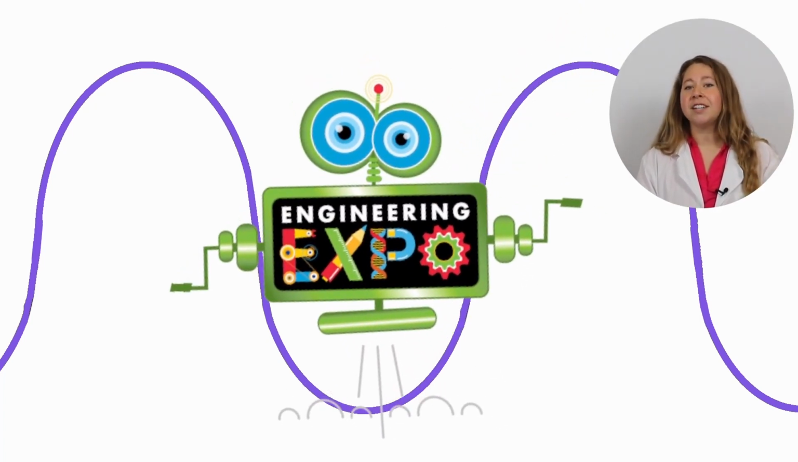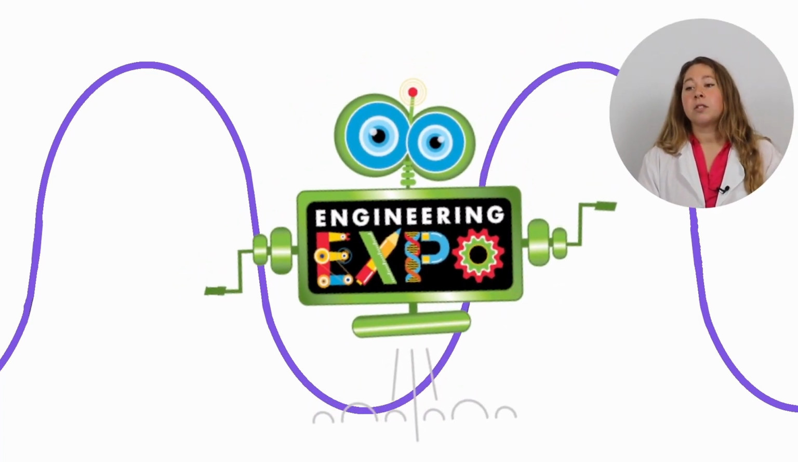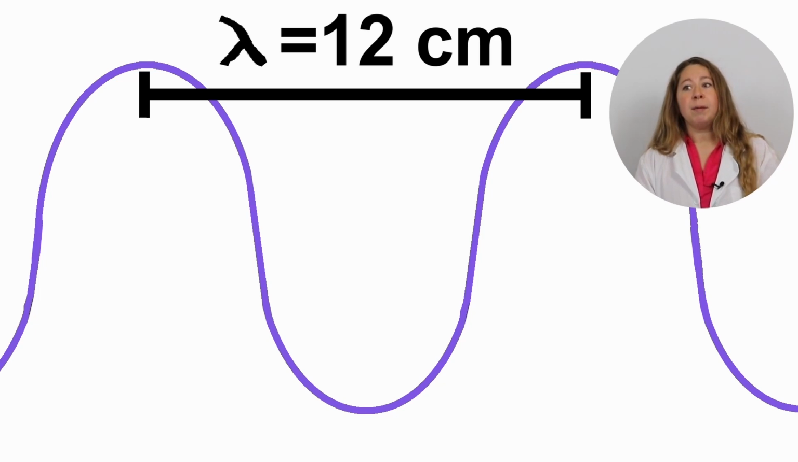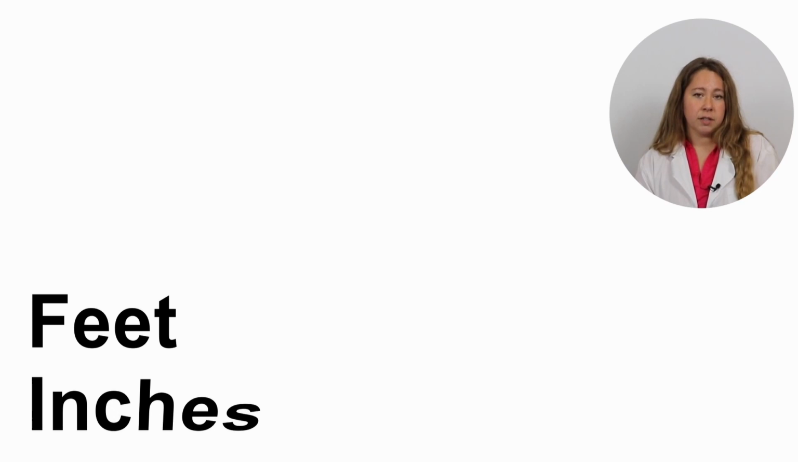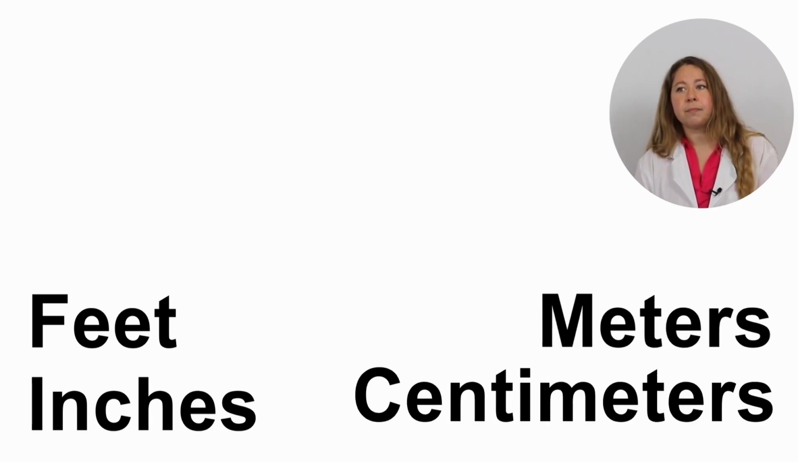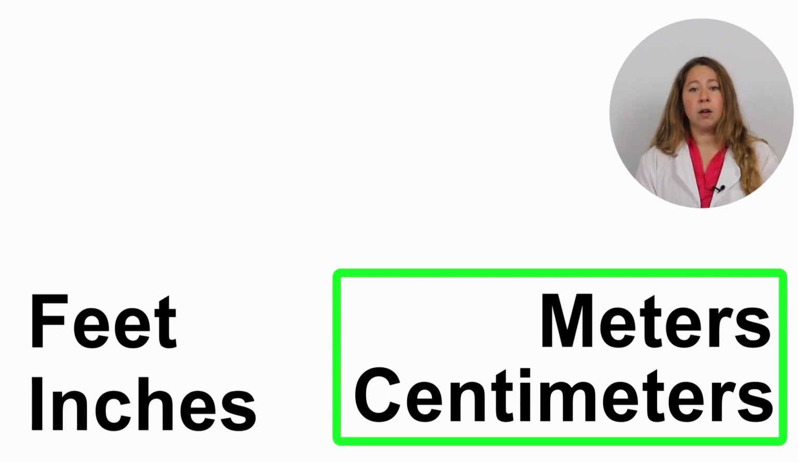Well, thanks, Angie. That was really helpful. So now we know the wavelength is equal to 12 centimeters. We might be thinking, centimeters isn't something that we're completely familiar with, and that's okay. Here in the United States, we tend to use feet and inches, where most of the rest of the world uses centimeters and meters. So that's what we will be using for the rest of this math.